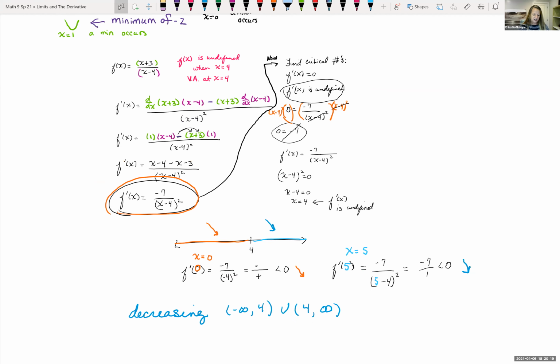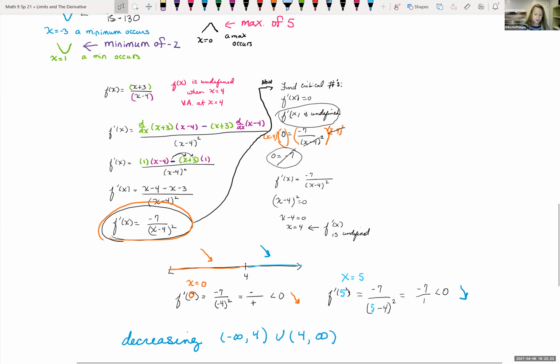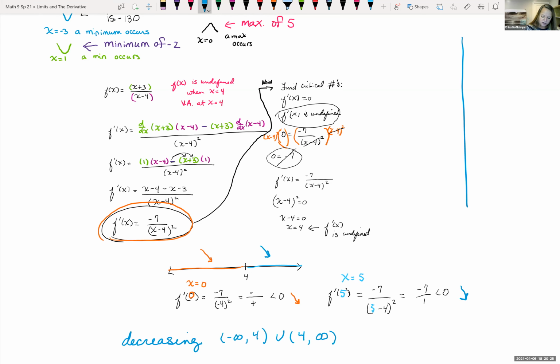So I can pretty much tell you exactly what that graph is going to look like just because I know that it's decreasing there. And I'm just going to do this really quick, and we'll talk about this more when we get into the 4th section of this chapter, where we'll be graphing these functions. But we knew we had a vertical asymptote at x equals 4. So I'm going to put that dotted line there. And we know it's decreasing everywhere.